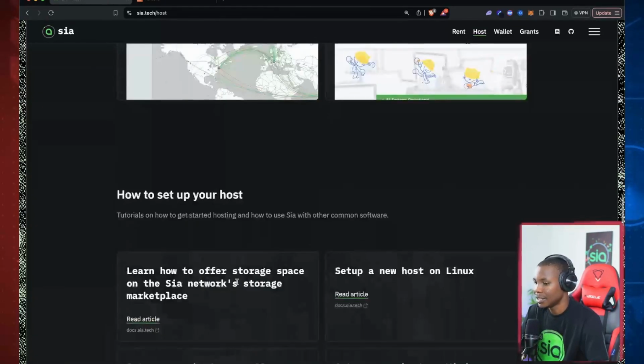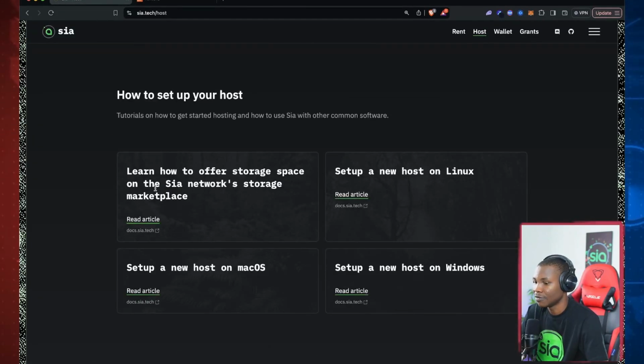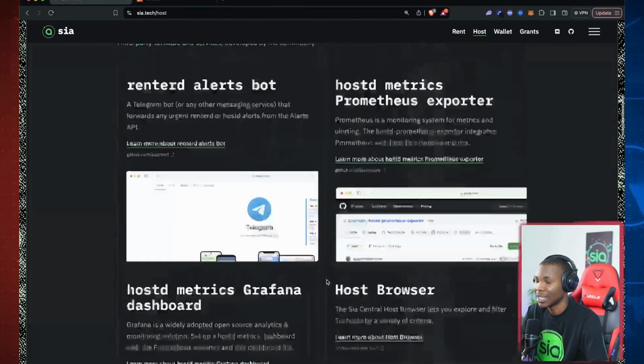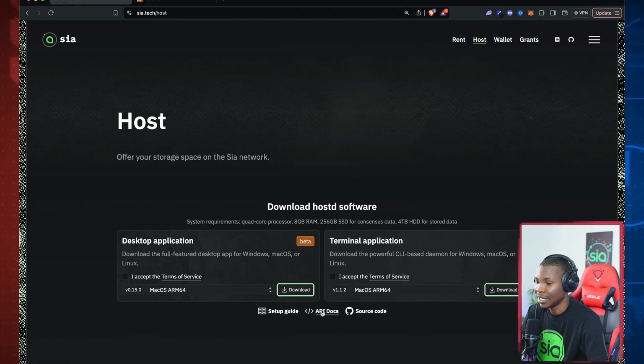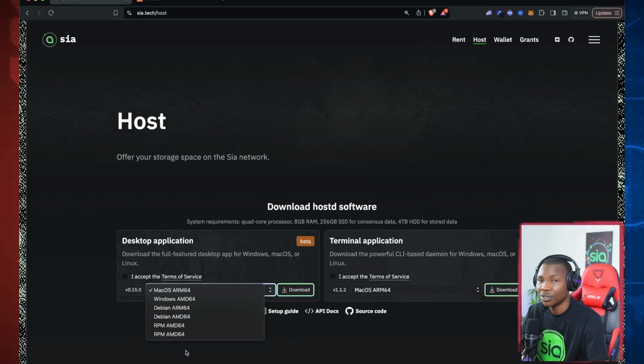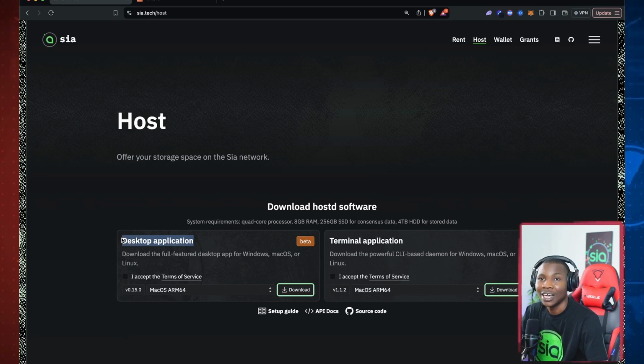All right, so that is it for the host. You can learn more if you want to set up your host machine. There is also a setup guide for it here. There is API documentation and there is source code you can download. Depending on your operating system, you can download whichever version you want and have it installed. This is the main one. This has been tested, but this is just recently released. I just found out right now. So you can download this and have it all installed, and then once you follow the setup guide, you start being a participant in the Sia blockchain network.